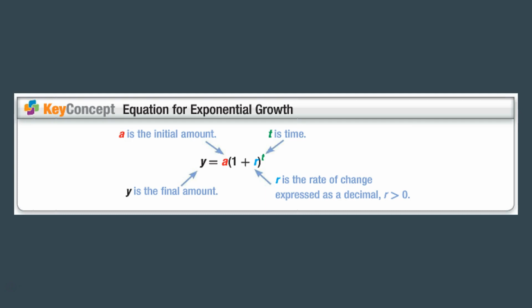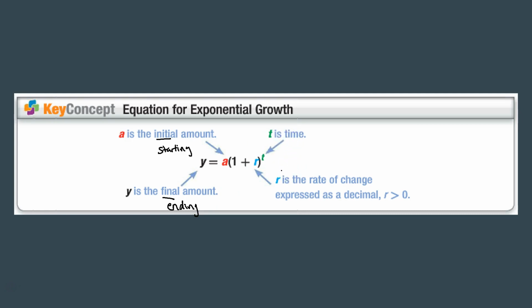Alright, equation for exponential growth. So we have money and over time it's going to increase. So here's our equation. Y is equal to A times (1 plus R) to the T power. A is the initial amount, which is your starting amount, and Y is the final amount, so the amount you should have in the end. So ending amount.